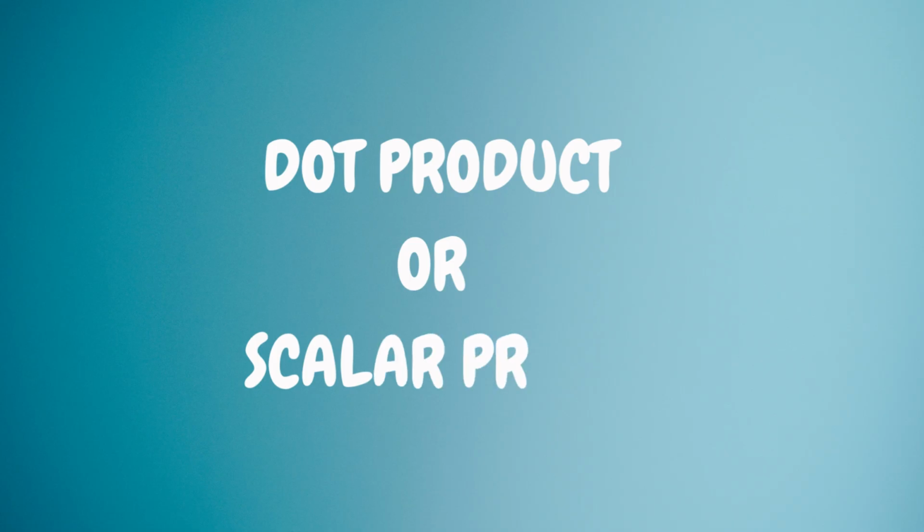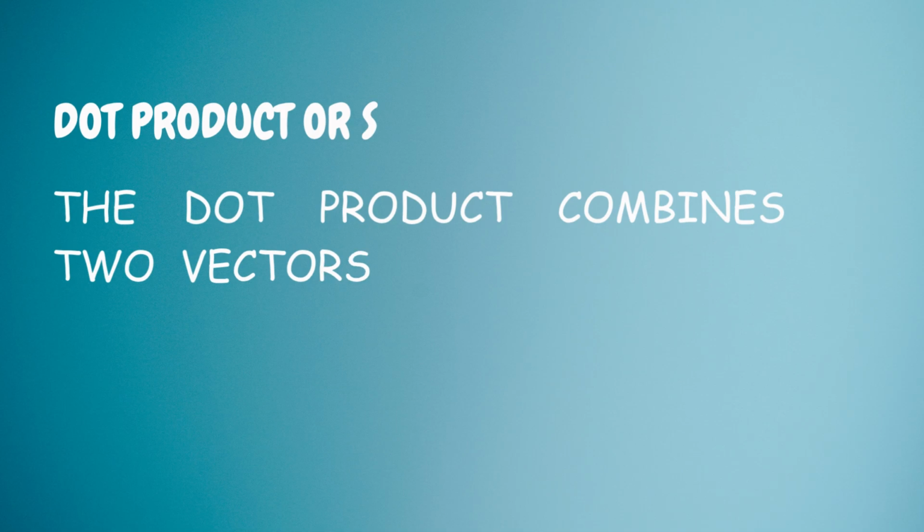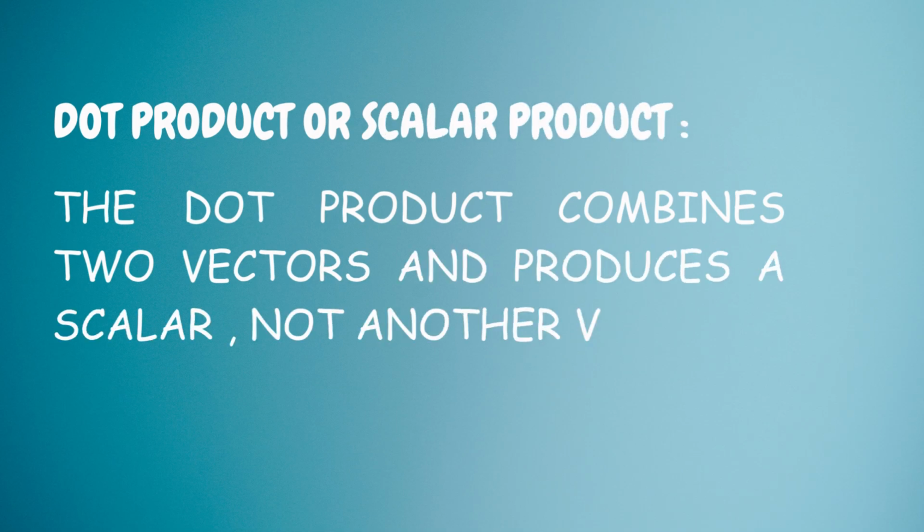Dot product or scalar product. Our final vector operation for today's lesson is the dot product. The dot product combines two vectors and produces a scalar, not another vector.